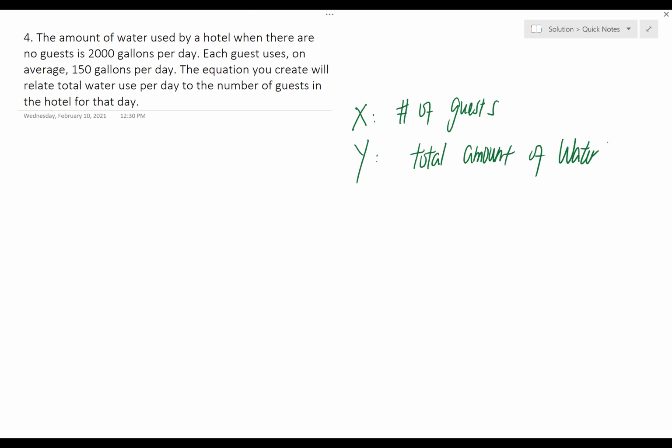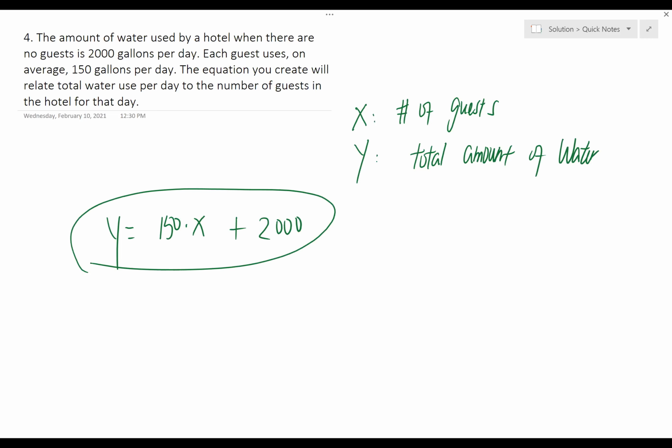So the total amount of water used comes from 2 parts. First one is the fixed part. The other one is the variable part. So the fixed part, we know that is 2,000 gallons per day. And then for the variable part, each guest uses 150 gallons. We have x amount of guests. So y equals 150x plus 2,000, right? If you want to use function notation, you could do f of x equals 150x plus 2,000. But no problem, you can use either one. Either one is good. But yeah, definitely a great answer. Okay.